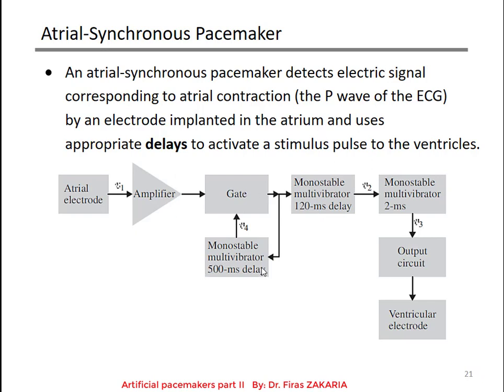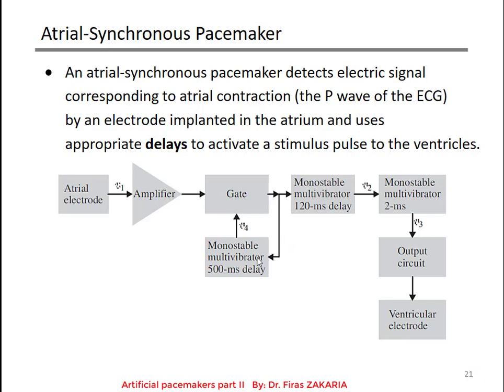We have here another monostable multivibrator giving a pulse duration of 500 milliseconds. This is also triggered by the atrial pulse. Then it produces a voltage V4, which causes the gate to block any signals from the atrial electrodes for a period of 500 milliseconds following contraction أكيد.